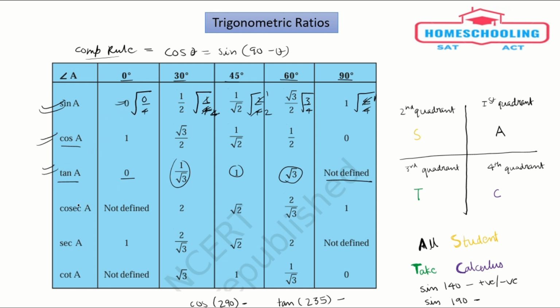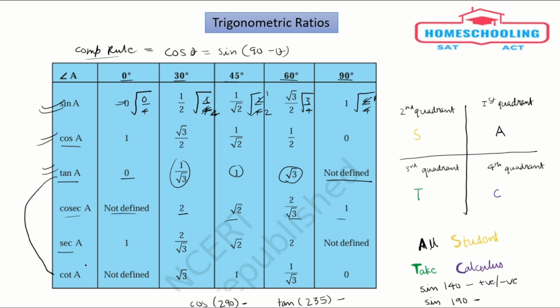And as we know, cosec is the opposite of what? Sine. So something divided by 0 is not defined. Similarly, cosec 30 would be the inverse of sine 30, that is 2. And then cosec 45 would be the inverse of sine 45, that is root 2. Similarly, secant is opposite to cos. So as you can see, secant 30 degree is the inverse of cos 30 degree, which is root 3 by 2, so the inverse would be 2 divided by root 3.